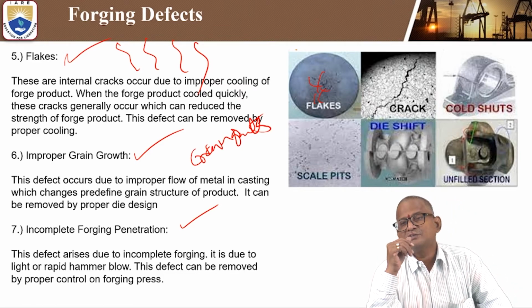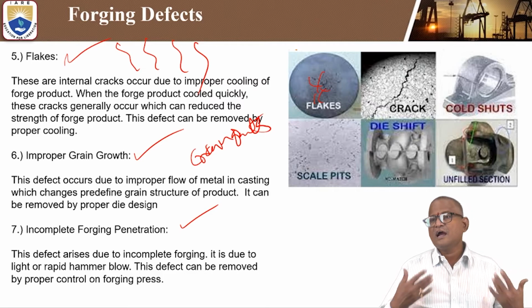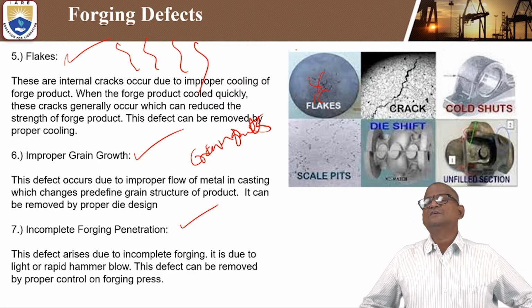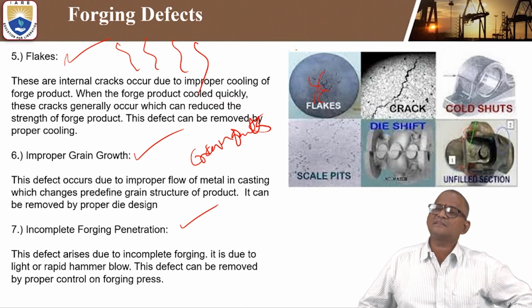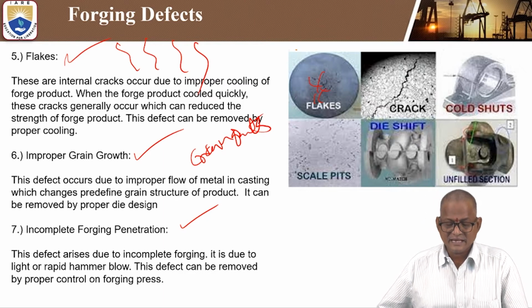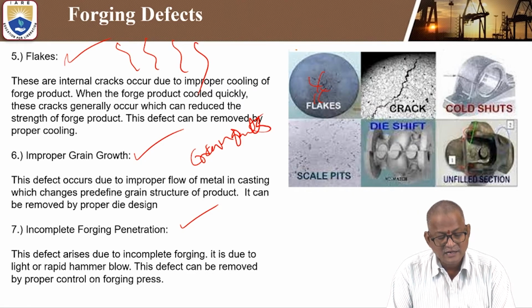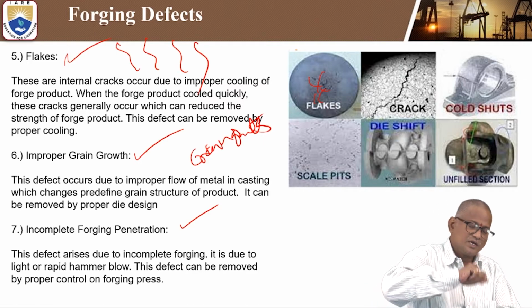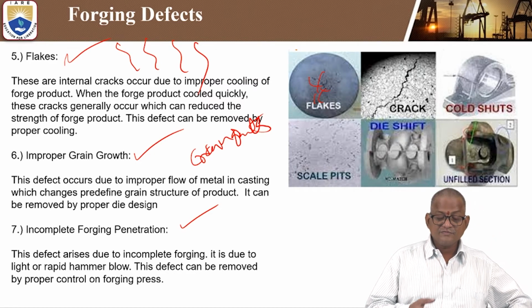Even in the examination you can write it in a simple way: these are the flakes, crack, cold shut, scale pits, and die shift. And finally unfilled section or filled section. Whenever it is unfilled, there is material shortage, and you need to understand clearly how forging defects are introduced for second semester BTech mechanical engineering students. This defect arises due to incomplete forming, due to light or rapid hammer blows. This defect can be removed by controlling the forging press.